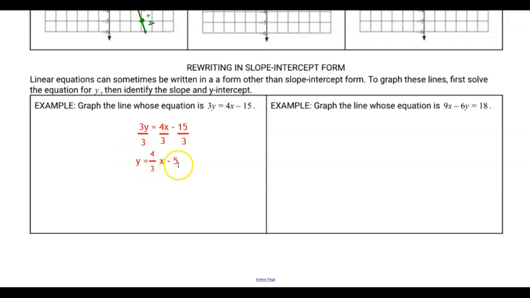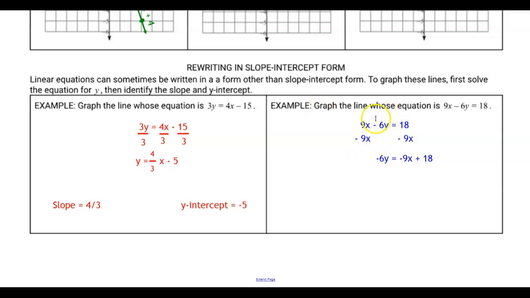Now that I have this solved in slope-intercept form, I can identify the slope and the y-intercept fairly easily. My slope is 4/3, my y-intercept is negative 5. Now keep in mind, in the original form of the equation, I didn't know that. I didn't know that 4/3 was my slope and negative 5 was my y-intercept. I had to rewrite it in slope-intercept form. Using that information, take a look at the other equation, 9x minus 6y equals 18. Let's try to solve this for y. In other words, rewrite it in slope-intercept form.